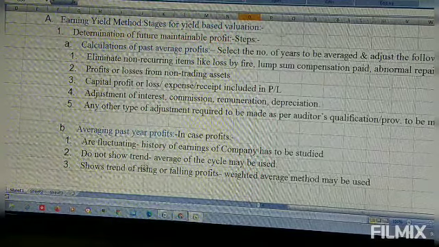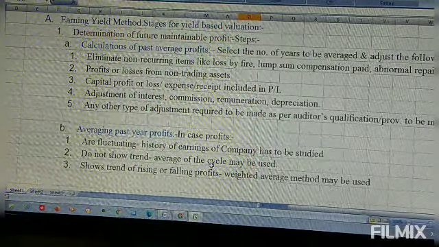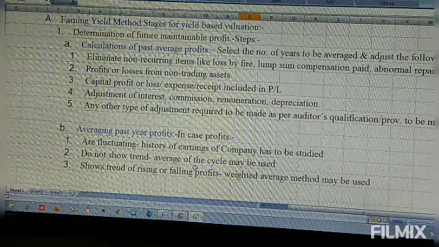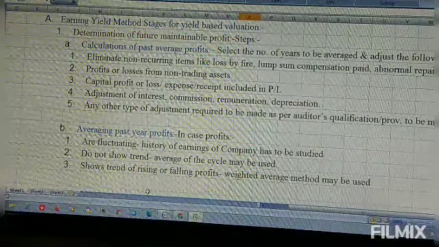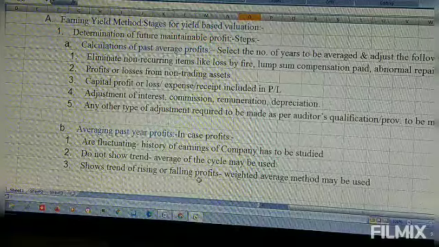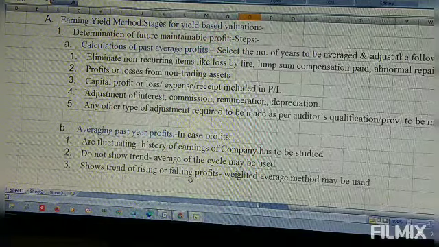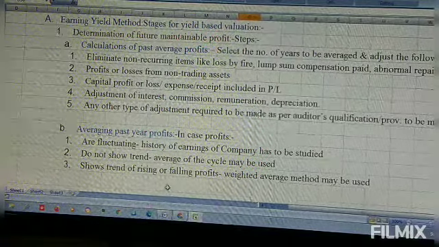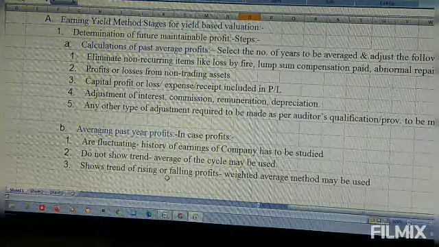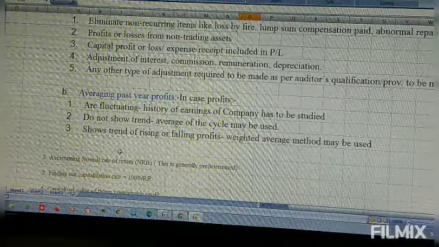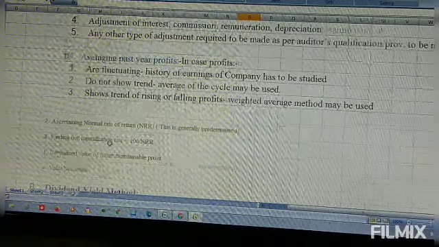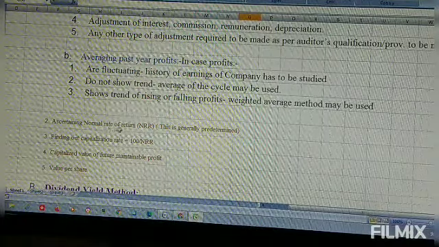If they don't show a trend, the average of the cycle may be used. So trend average here can be used. If they show a trend of rising or falling profits, the weighted average method may also be used here. Okay, weighted average. That is the earning yield method, the first step. Then the second step is ascertaining the normal rate of return.